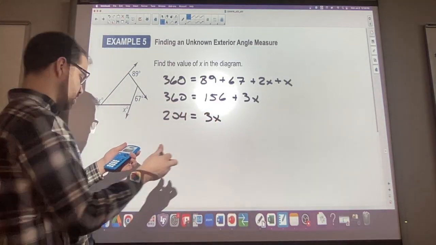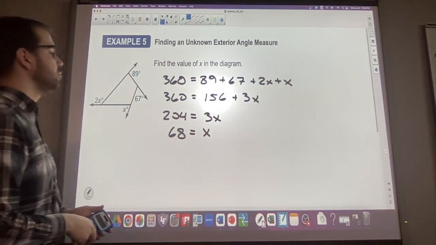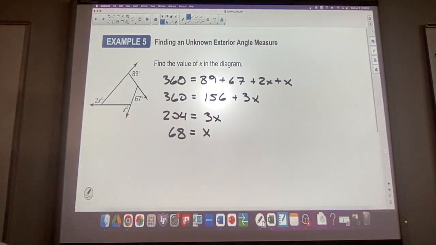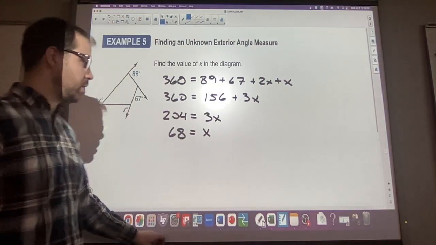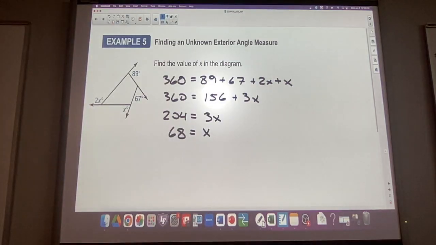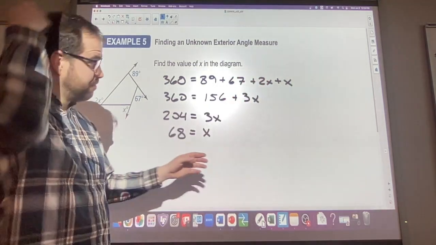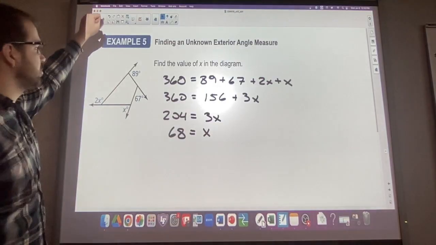And I get 68. Okay, so they add to 360. Let me see how much time I have. Okay, we're good. They add to 360, so you can just set up an equation like this and really just subtract and divide. Oh, time is short.